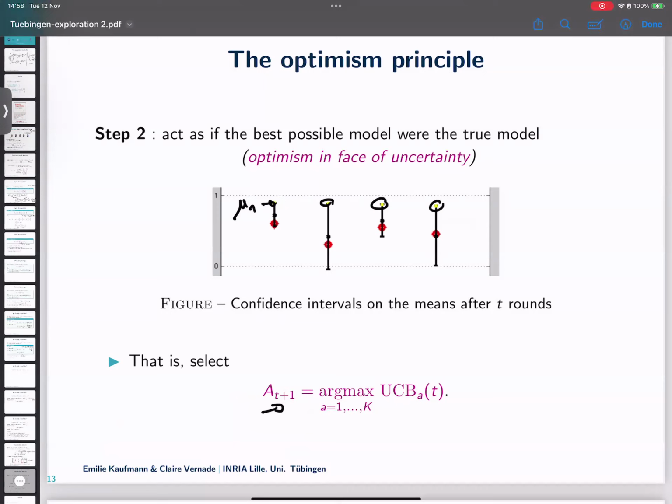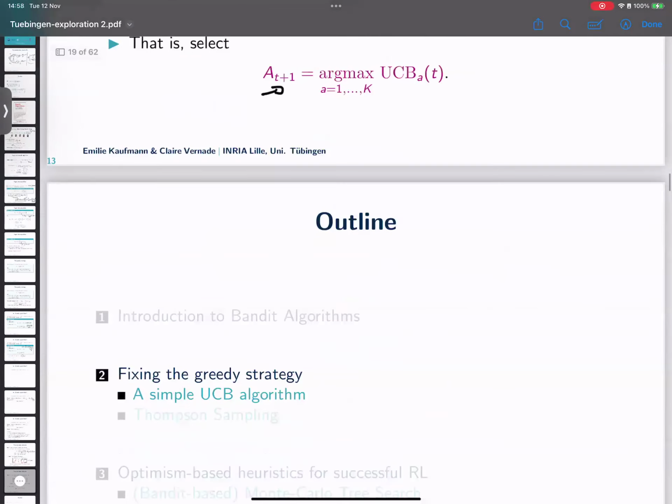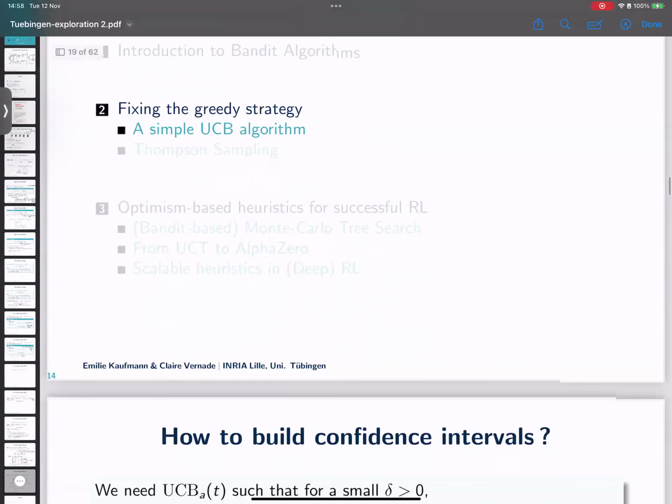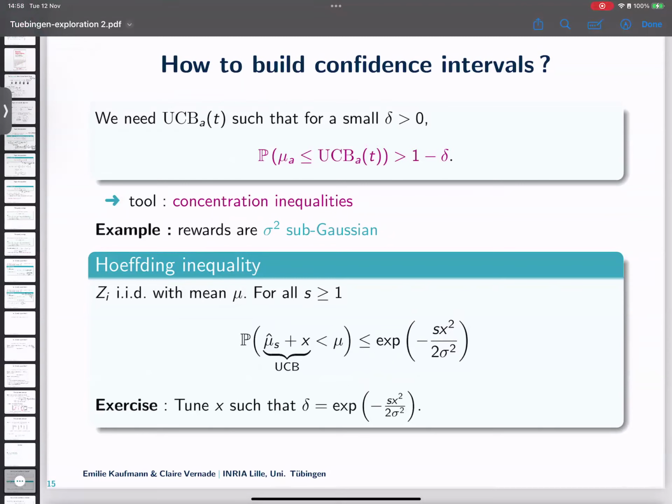So now what we need is to actually define these things. So far I haven't given you the actual functions for LCB and UCB, but these functions are fairly simple. It's not going to be too hard. Okay, so let's see. The first tool we are going to need is how we control this uncertainty.